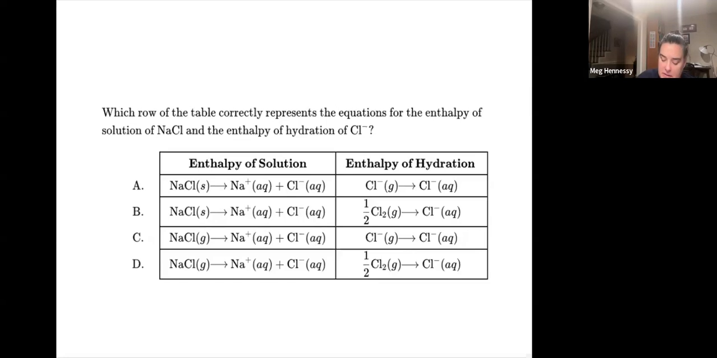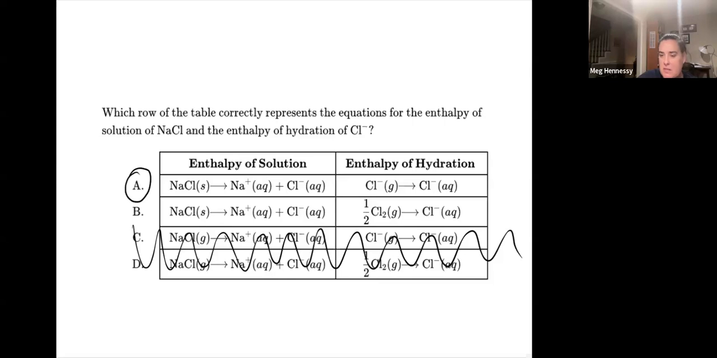And again, thank you for answering in the chat. The enthalpy of solution is taking sodium chloride and putting it into the aqueous phase. Sodium chloride is a solid, so choices C and D are incorrect. The enthalpy of hydration is about taking a gas phase ion, in this case chloride, and making it into an aqueous phase ion. And so A is the best answer, just as you said. The enthalpy of hydration is taking a gas phase ion and making it an aqueous ion.